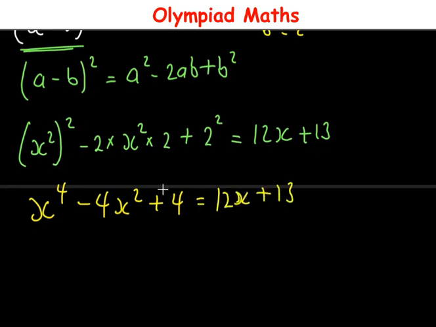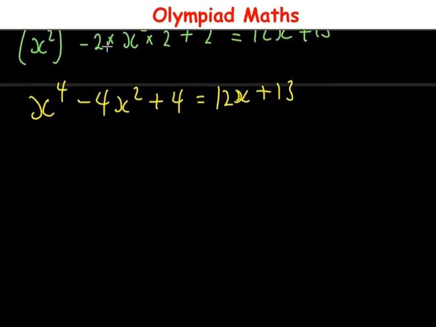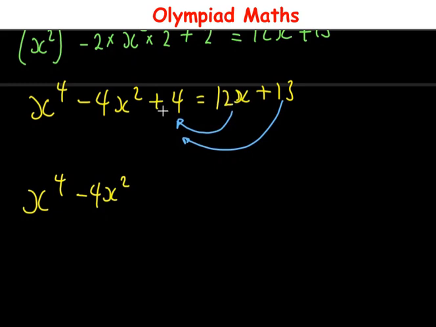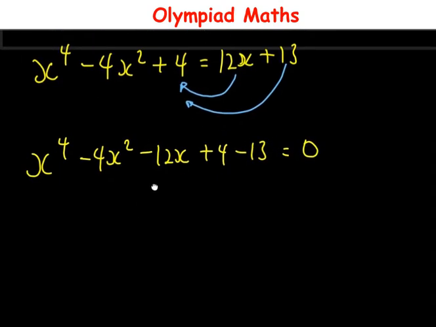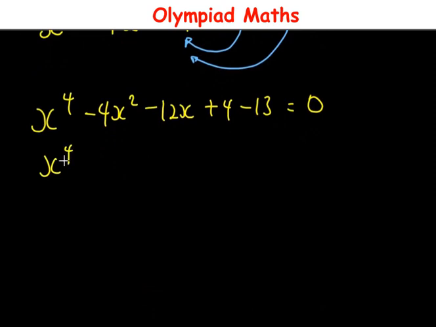From here, we are going to move 12x over to this side and also move 13 over to the other side. What we then have is this. We have x raised to power 4, then minus 4x squared, then moving 12x over, minus 12x, plus 4, and moving 13 over, minus 13, equals 0. So x raised to power 4 minus 4x squared minus 12x plus 4 minus 13, that will give us minus 9, equals 0.